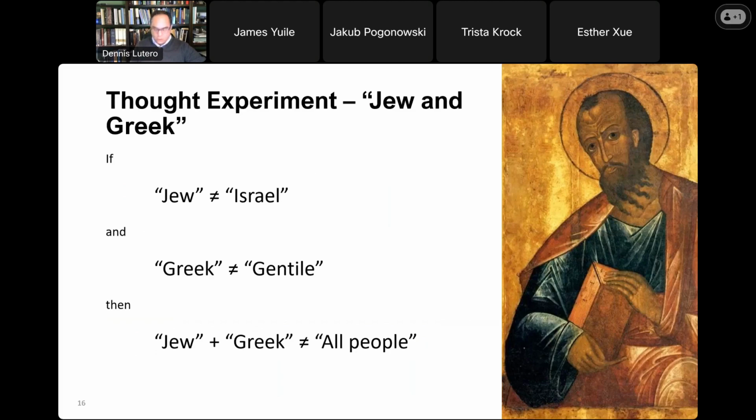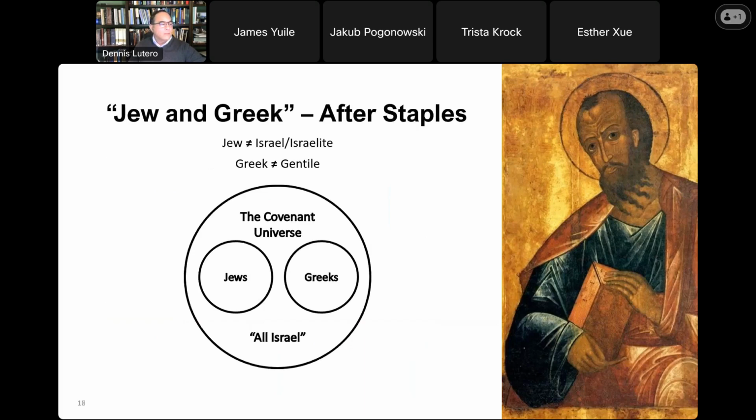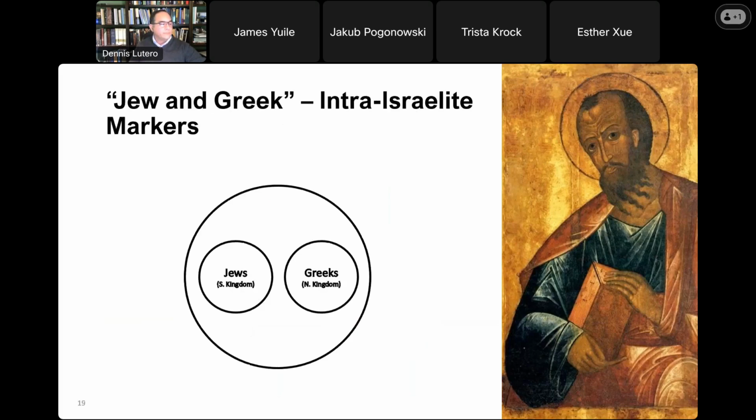Here on slide 17, we see a graphical representation of the traditional view where Jew and Greek represent the whole world. On slide 18, however, we see that after Staples, the phrase Jew and Greek makes more sense, not as a universe of all people, but as the covenant universe of all Israel. Therefore, the terms Jew and Greek should be considered as intra-Israelite group markers, differentiating between the northern and southern kingdoms.